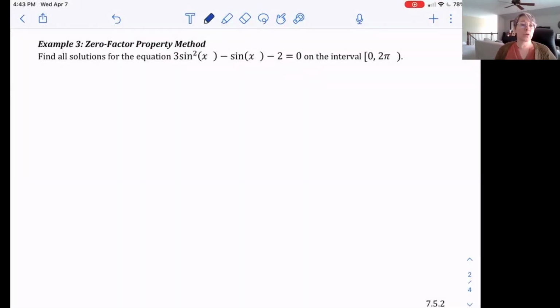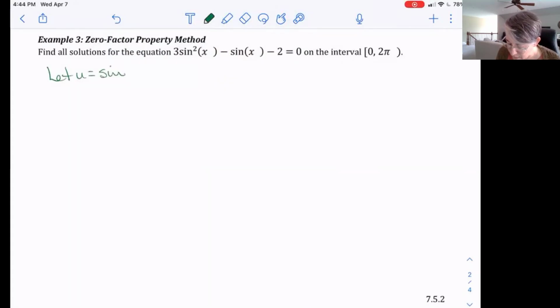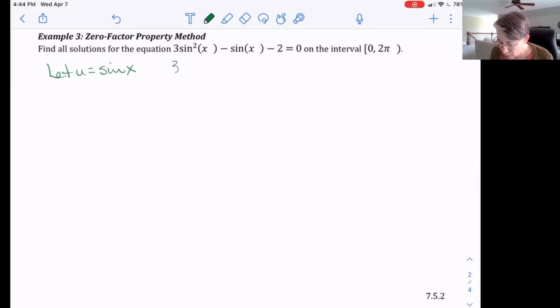Example 3 is another zero factor property method, but notice everything's in terms of sine. We want to see if we can actually factor this. For some of us, it may help to write this in terms of a variable instead of sine. You're allowed to do that. We can let u be sine of x, and if we substitute that in, we get 3u squared minus u minus 2 equals 0. And now we see it a little bit better as a quadratic. We want to see if it's factorable. Luckily it is. We would get 3u plus 2 times u minus 1 equals 0.